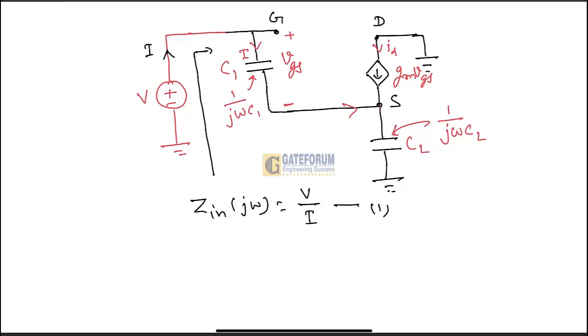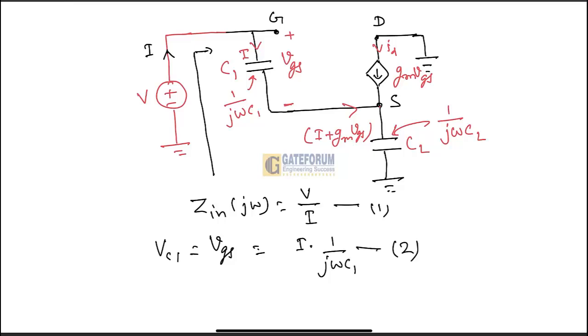The current passing through this CL will be I plus gm into VGS. So here we can say that this VGS will be what? This gate to source voltage VGS is equal to this impedance into the current, which will be the voltage across this C1. So I can say that this VC1 voltage appeared across this C1 capacitor is equal to VGS, and that will be given here as I into 1 by j omega C1. Let's say this is equation number 2.